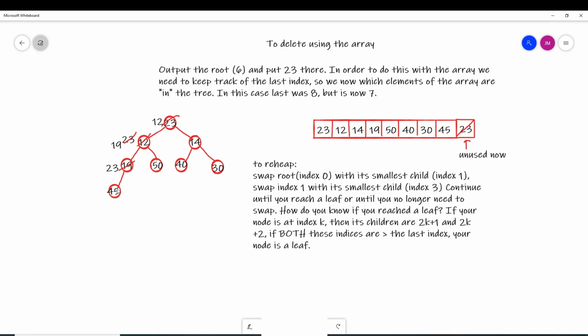If one is bigger than last, it would be the right child. If the right child is bigger than last, but the left child is less than or equal to last, then it has a left child. None of these nodes can have a right child and not a left child, because they are complete trees. So if anything at all is missing, it would be a right child. And you have to be really careful that you don't go off the end of your array. Okay, so that's how to delete.